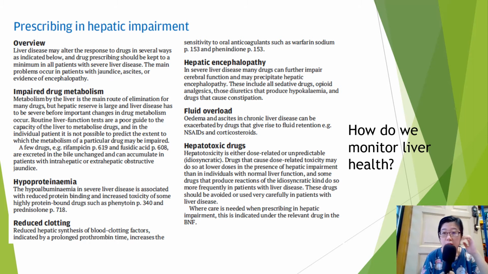So back to the question, how do you actually monitor liver health? The easiest way is to monitor the liver enzymes. Do you know the names of the liver enzymes? Go and find out the details. One of them is AST, ALT, and things like that. Okay.